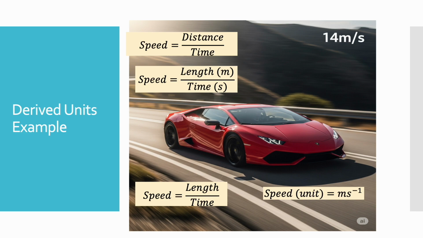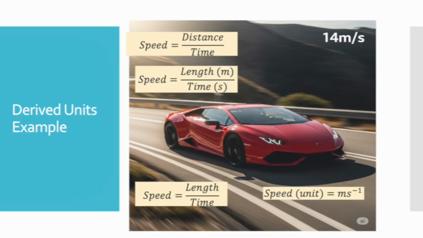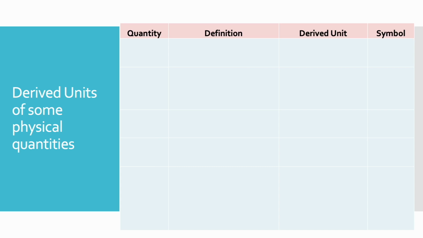This means that speed is measured in terms of how far something travels in 1 second. Meters per second is a derived unit which uses the fundamental units of length and time. Derived units are units that are formed by combining the basic or fundamental units of measurement like meters, seconds, and kilograms. Now let's look at a few common examples.